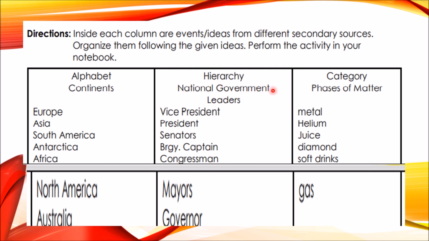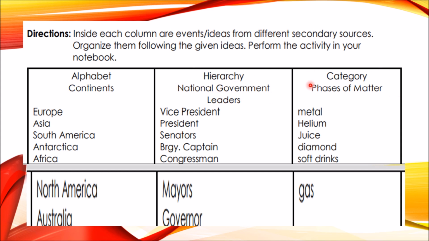These are the national government leaders. Start with the first rank. What's the first rank? The hierarchy. The president, followed by the vice president, and the senators, like that. Then after the senators, what are those? Okay. So you have to, this one is for hierarchy, national government leaders.